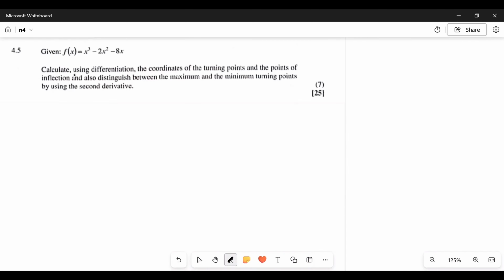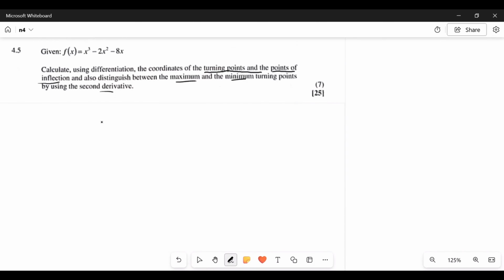Now, they want us to calculate, using differentiation, the coordinates of the turning point and the point of inflection, and also distinguish between the maximum and the minimum turning point by using the second derivative. So this question here, they want us to find the turning point first, point of inflection, and distinguish between maximum and minimum turning point using the second derivative.